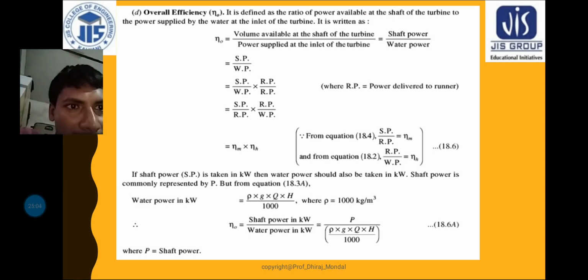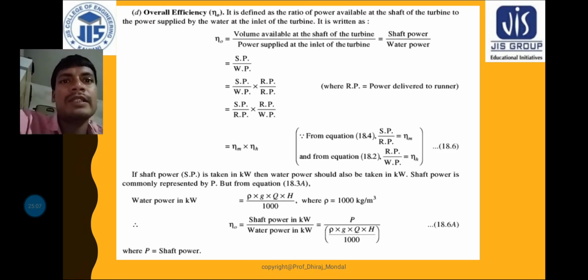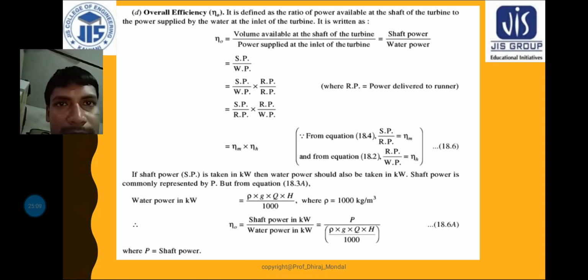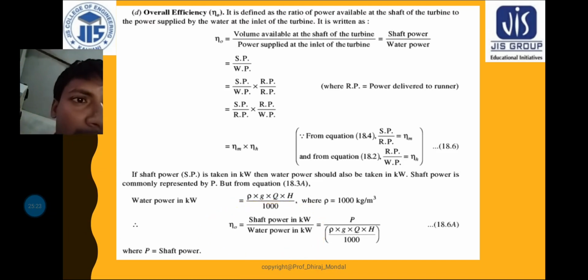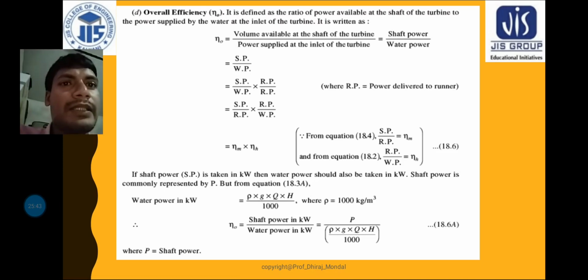So the water power is rho G Q H by 1000, where rho of water is equal to 1000 kg per meter cube. Clear? So the water power is equal to what? Rho G Q H by 1000. Now the overall efficiency is equal to shaft power by water power. So shaft power is considered as P, and the water power is considered as rho Q G H by 1000. Okay, so this is nothing but the overall efficiency. I hope it is clear.